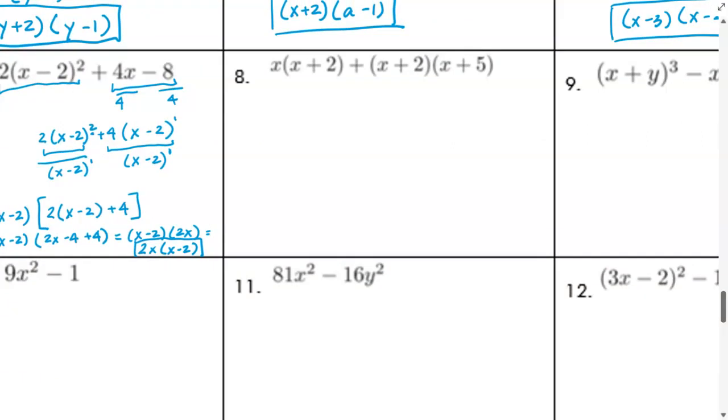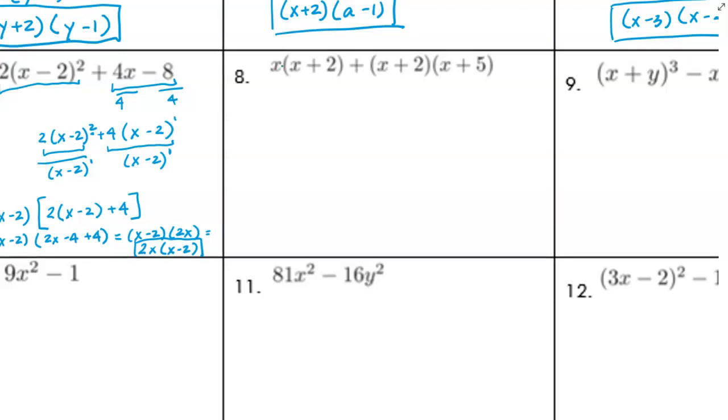I got these problems from the NYP book. It does a little bit more than your average textbook. So let's take a look.